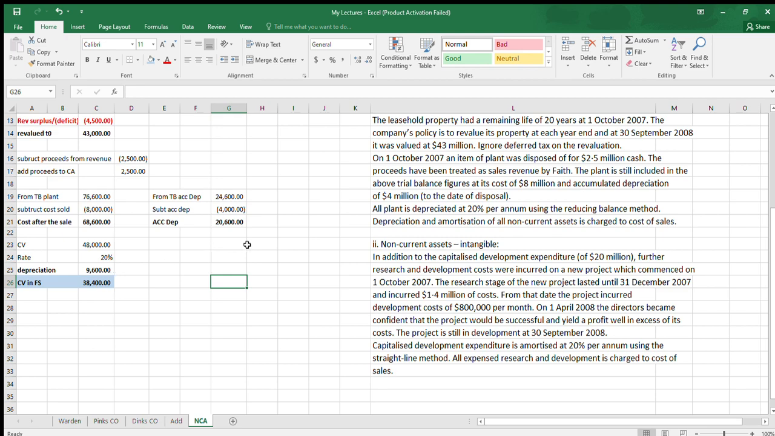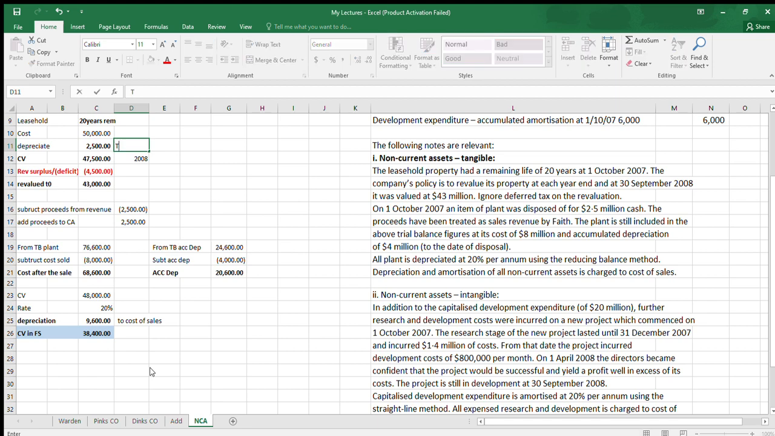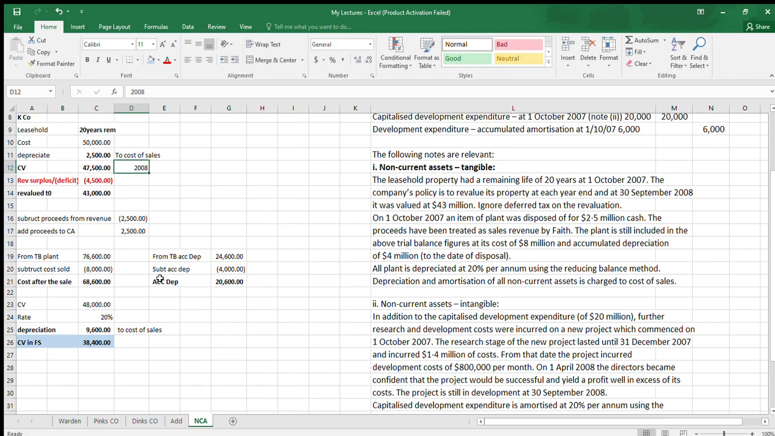Now we continue. The question says that depreciation and amortization of all non-current assets is charged to cost of sales. So we have our depreciation of 9,600. So it will go straight to cost of sales. We also have a depreciation here. So this one also to cost of sales. So this is how you are supposed to set up your workings so you don't forget.